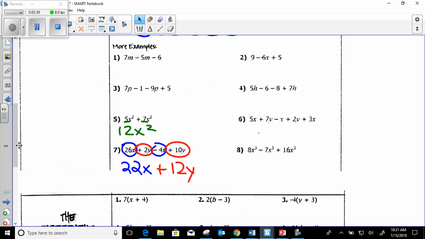Number 8. Again, all like terms, x cubed. So we're just going to do 8 minus 7 plus 16, which gives me 17x cubed.